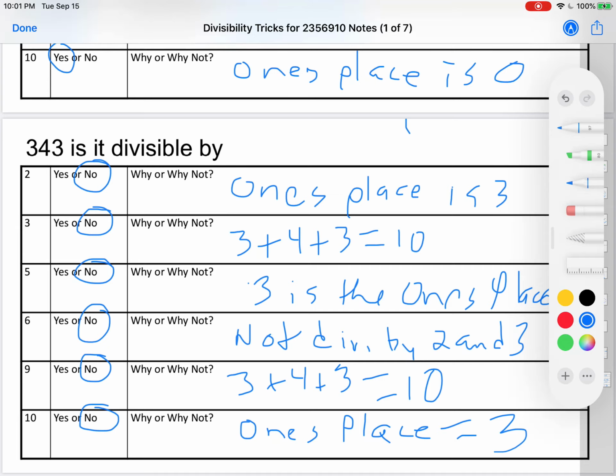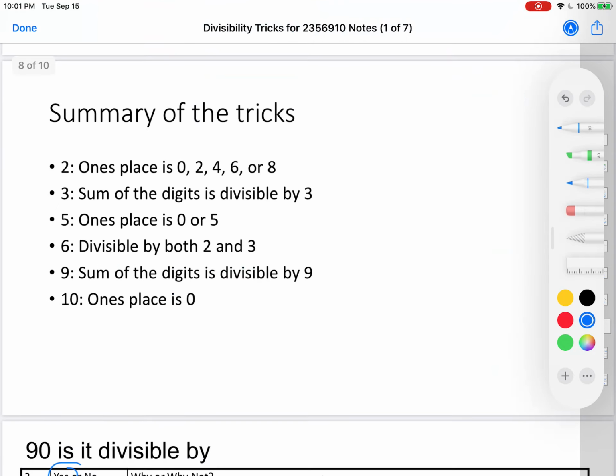So that's how you use these divisibility rules. That's how you explain yourself. Those divisibility rules are there. You can use them instead of having to divide. You can use these to decide if a number is a factor of another number, specifically 2, 3, 5, 6, 9, and 10. You cannot use these for any other numbers. There are some other tricks in the world, but some of them get a little harder to use. But 2, 3, 5, 6, 9, and 10, these are the easy ones. Okay?